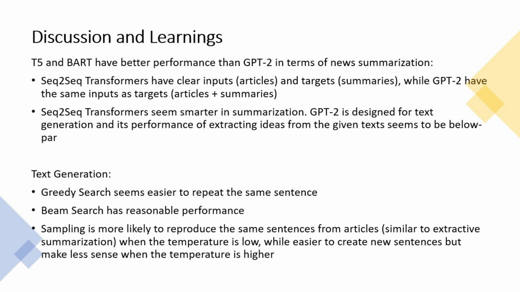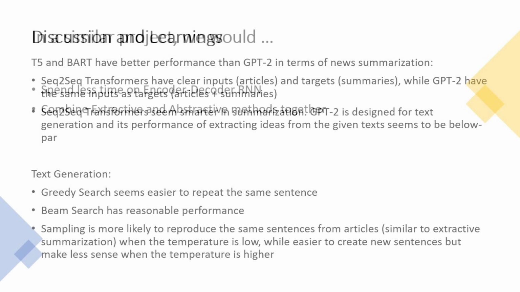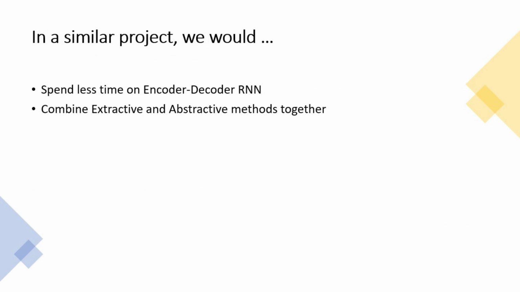We also tried multiple decoding methods. When we do greedy search, it seems like the model is more likely to repeat the same sentences, and those are the other results below. And in a similar project, we would spend less time on the encoder-decoder recurrent neural networks, and also we would combine extractive and abstractive methods together to leverage the advantages of both methodologies.